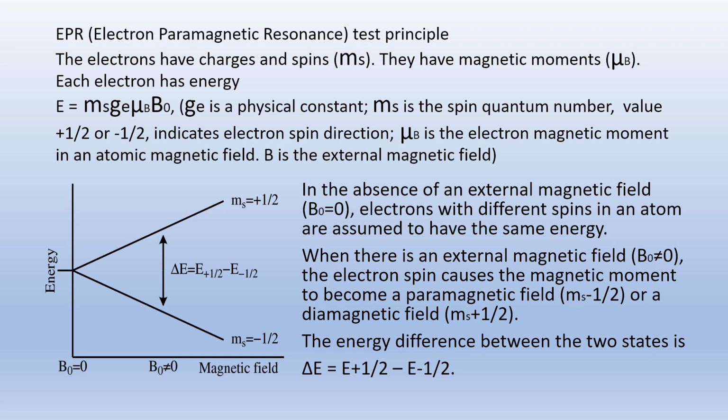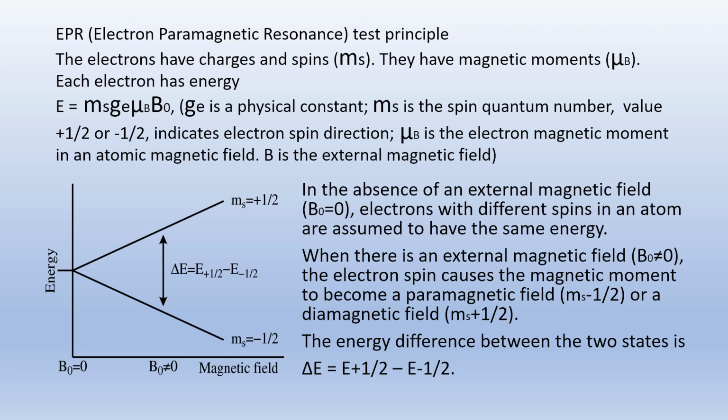EPR, electron paramagnetic resonance, test principle is: electrons have charges and spins, ms. They have magnetic moments, mu b. Each electron has energy E as in the equation. Here g is a physical constant, ms is the spin quantum number, with value +1/2 or -1/2, indicating electron spin direction. Mu b is the electron magnetic moment in an atomic magnetic field. B is the external magnetic field.